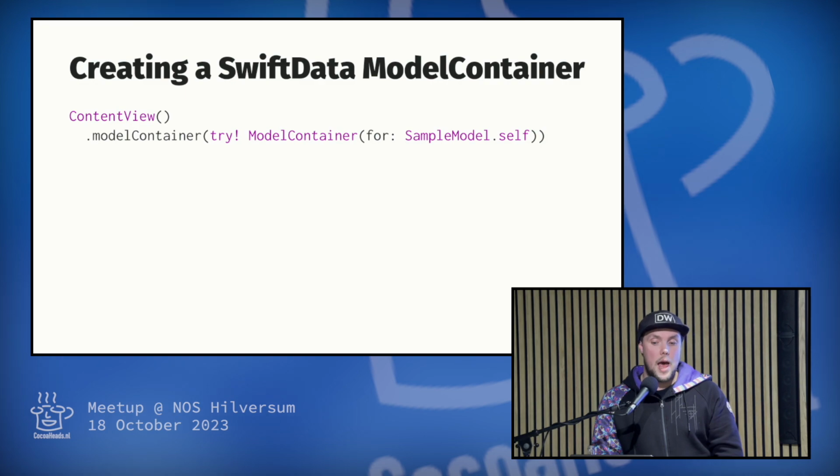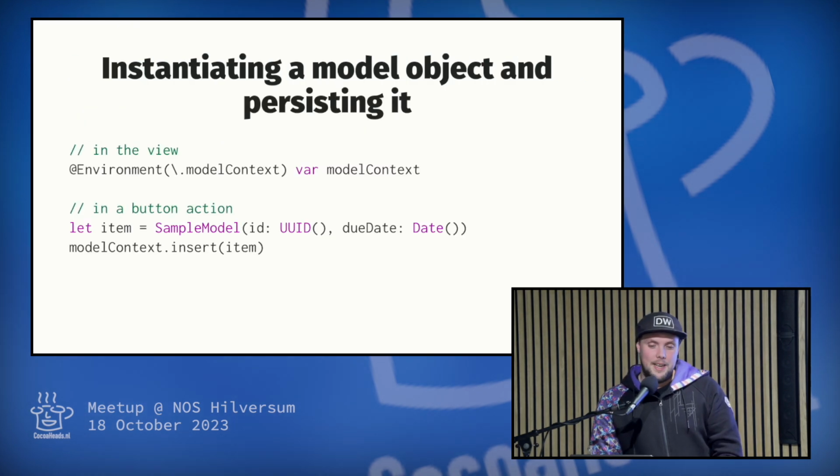So if we've added our container to our view, which is typically how we use SwiftData, by the way. SwiftData and SwiftUI, they're best buddies. If you want to use SwiftData outside of SwiftUI, not best buddies. Okay, so if we have a view, we can grab a model context out of the environment. Again, it's very similar to Core Data. And here's the cool part.